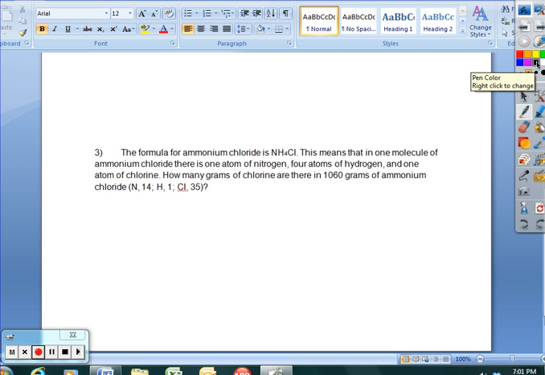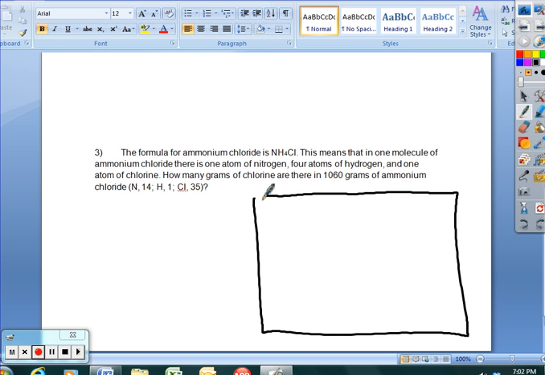Okay, in number 3, it says the formula for ammonium chloride is NH4Cl. This means that in 1 molecule of ammonium chloride, there is 1 atom of nitrogen, 4 atoms of hydrogen, and 1 atom of chlorine. How many grams of chlorine are there in 1,060 grams of ammonium chloride? First thing you should have done is set up your chart. Again, you should have your 3 columns: your elements, your weight in grams, and the weight of the solution.